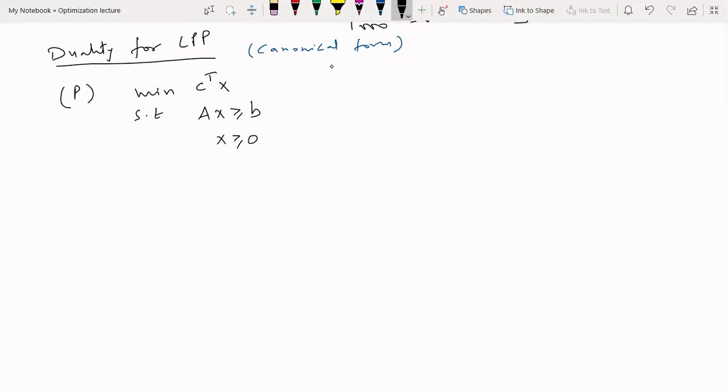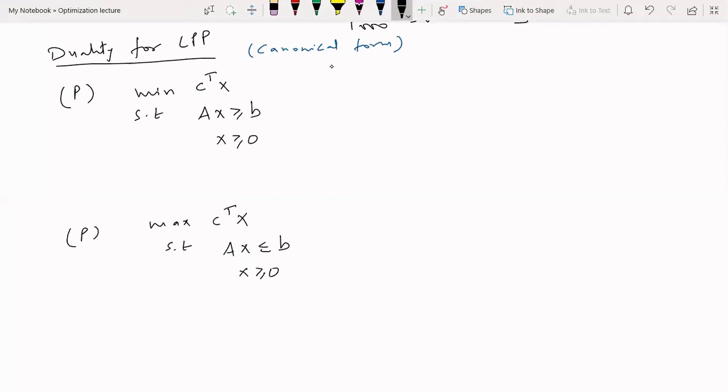Similarly, the canonical form for a maximization problem will be: maximize the objective function subject to Ax less than or equal to b, x greater than or equal to 0. So for a minimization type problem, my constraints are greater than or equal to b. For maximization, my constraints are of the form less than or equal to b. Obviously, if I want to solve the problem as such, I have to convert it into standard form, and then I will apply my simplex method or whatever.